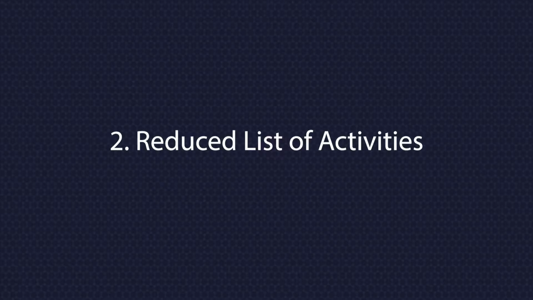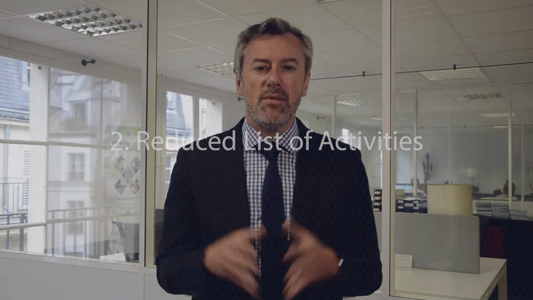Number 2, reduce the list of activities. Maybe at OP level, at call level, you have too many details about the activities, and that's the occasion to shift from an input, activity-based model to a more results-oriented, output-based model.